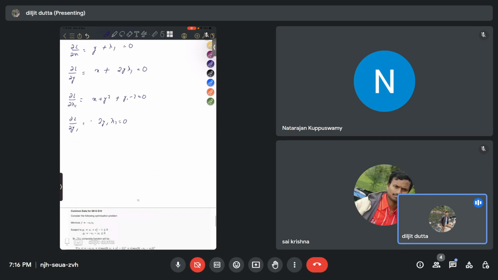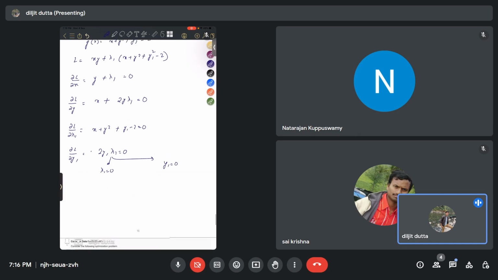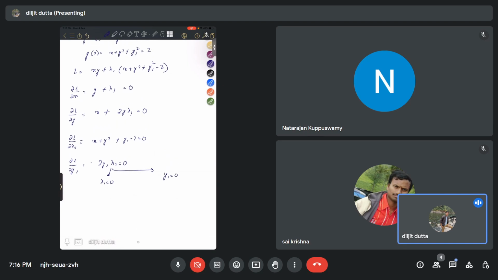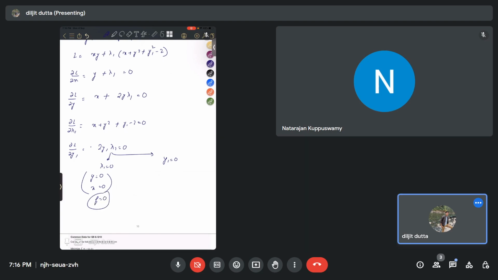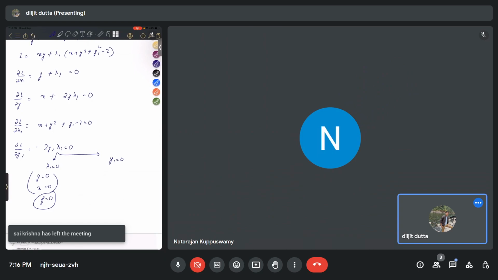Okay, so here also we can have two conditions active: this lambda 1 is equal to 0, and the second condition is y1 is equal to 0. If lambda 1 is equal to 0, in that case, I think y is equal to 0 and x is equal to 0. So we'll have the maximum value as 0 only. The second case, let us see. y1 equals 0, in that case x plus y square minus 2 is equal to 0.